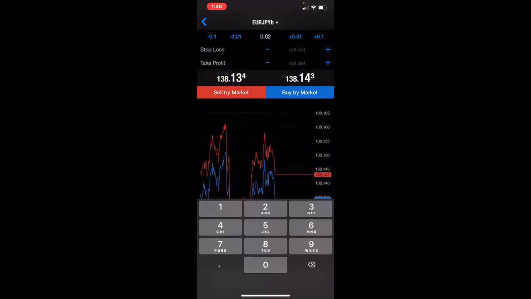So you've changed it to 0.02. If you click buy now, that's the lot size you're using to buy. So just click buy.